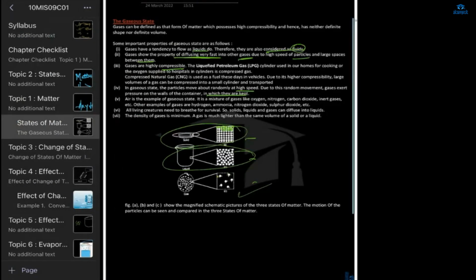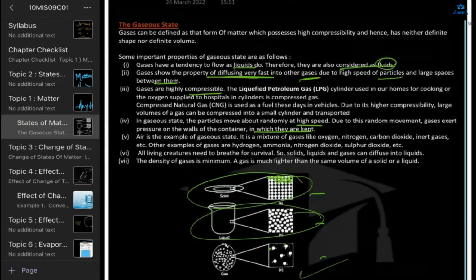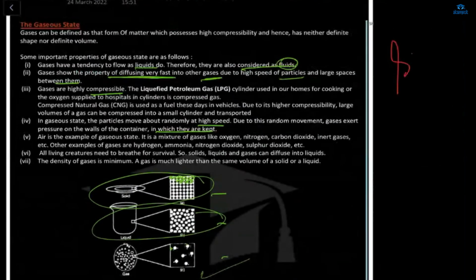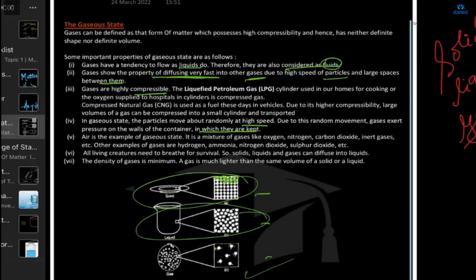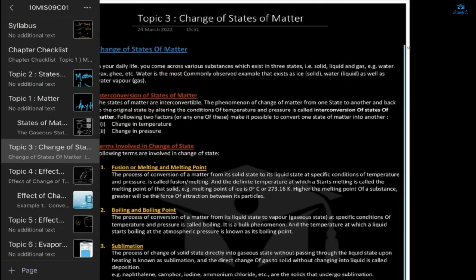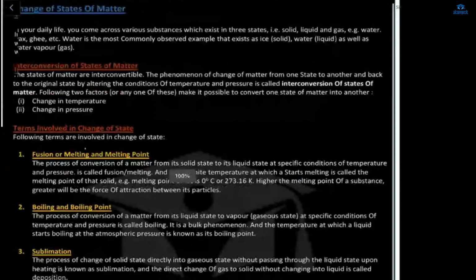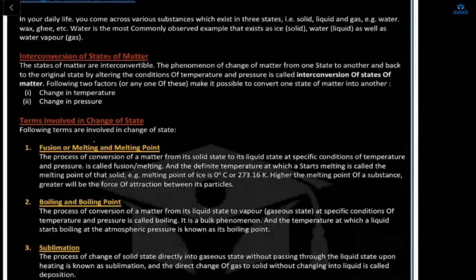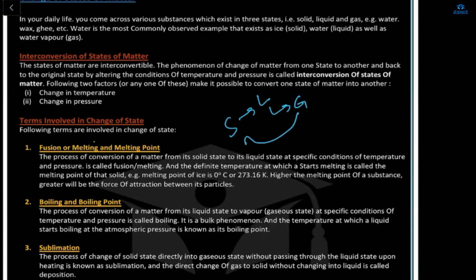In the last class we already discussed the three states of matter, which were solid, liquid and gas. Today we will be learning the changes of states of matter. There are many changes of states of matter, like change from a solid to liquid, or from liquid to gas, and again from gas to solid, or solid directly to gas, where the liquid is not included. So we will go through this.